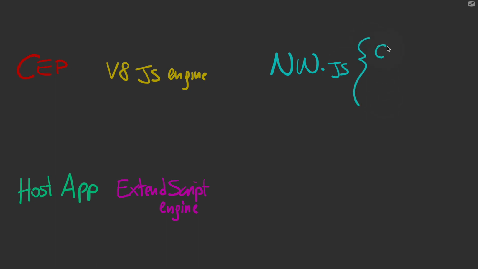And NWJS is a way to combine the Chromium Embedded Framework, or CEF, with Node.js. So basically you have a browser and Node.js combined, and then you write some sort of supercharged web application that runs within that context. And those two, Chromium and Node, are embedded in the host application, in my case, Photoshop.